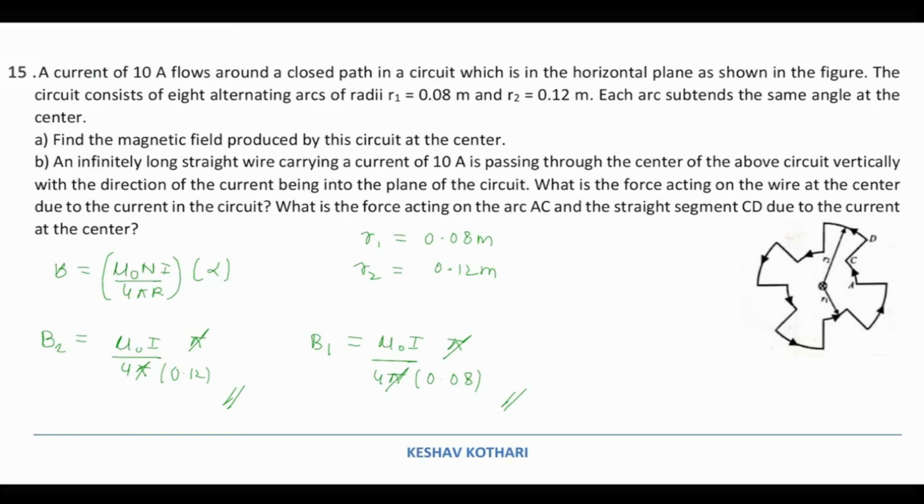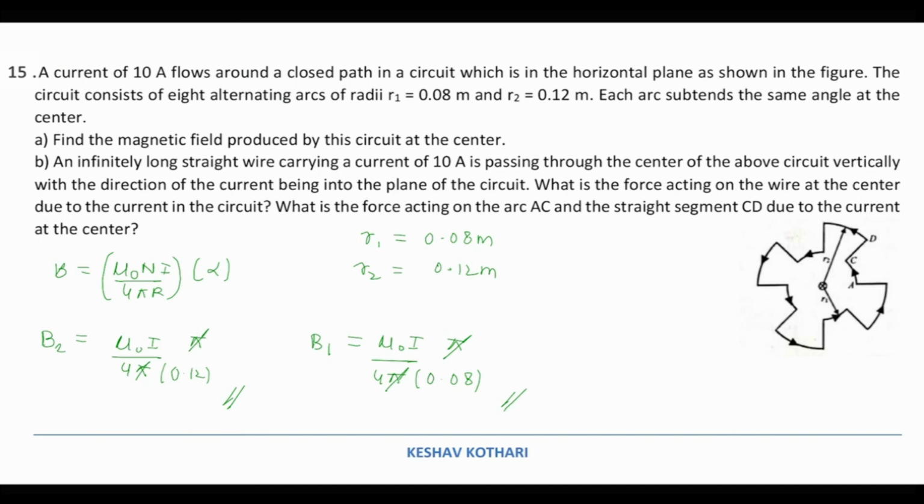Next, if we read the problem, it states that an infinitely long straight wire carrying a current of 10 ampere is passing through the center of the above circuit vertically with the direction of the current being into the plane of the circuit. What is the force acting on the wire at the center due to the current in the circuit? What is the force acting on the arc AC and the straight segment CD due to the current at the center? If we consider the first part, the value is going to be 0.